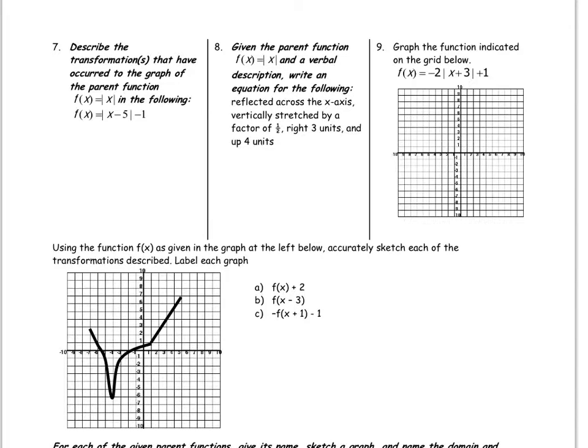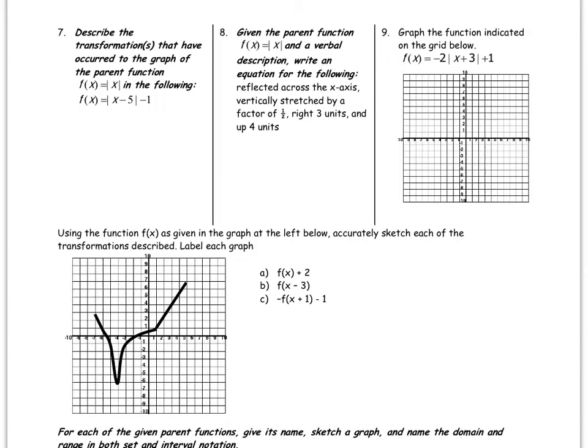All right, now we're going to be looking at page 2. So number 7 wants us to describe the transformations that have occurred when we have this minus 5 in the absolute value bars. That's going to move our graph left or right, opposite of our intuition. So a minus 5 is going to move it right 5. And the minus 1 outside is going to shift our graph down 1.